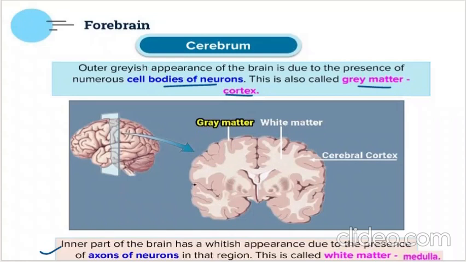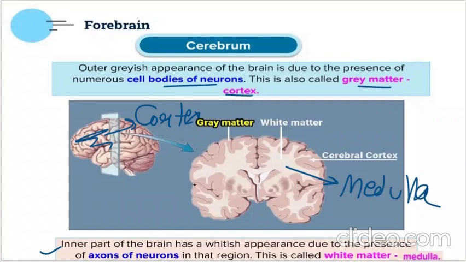Now, the outer covering. The outer brain, if you see, is grayish in color due to the cortex, the gray matter cortex. Inside, it is white due to the white matter, the medulla. So the grayish color is from the cortex, and the whitish color inside is from the medulla. Outside the brain, the cytons, the cell bodies of neurons, are there, but below, inside the brain, the axons of neurons are present.